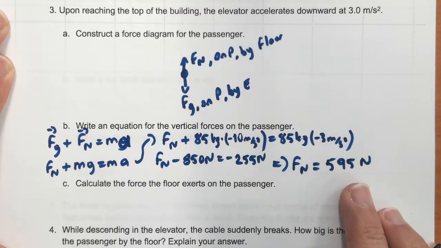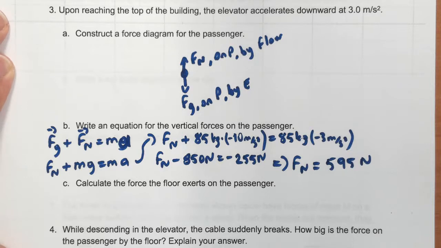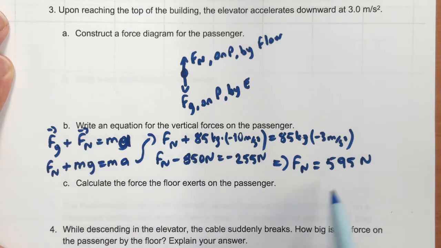So you see, when the elevator goes downward, the normal force decreases. So when you step on the scale and the elevator accelerates downward, the scale will read less. Okay, actually we are already done with this part. Calculate the force the floor exerts on the passenger. We already calculated here. So the answer for B is this part, the answer for C is this part.